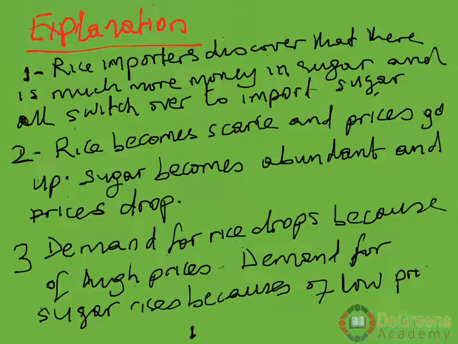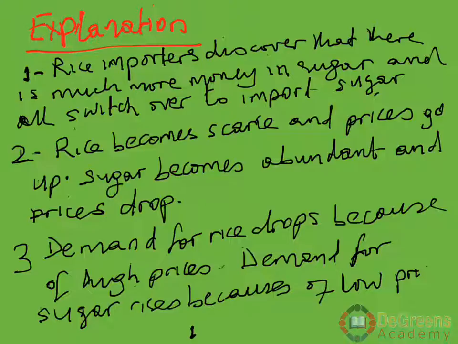what will happen? Rice importation will drop, and rice will become scarce, and once rice is scarce, the price for rice will go up. And then on the other side of it, sugar, which everybody is now importing, will become abundant. And once it is abundant, the prices will drop.